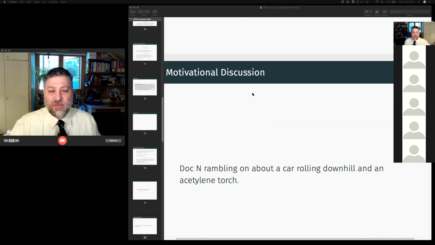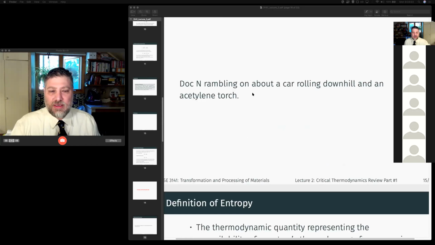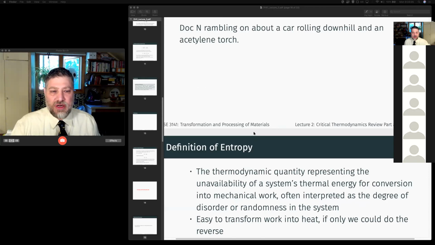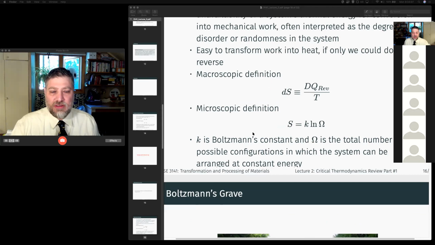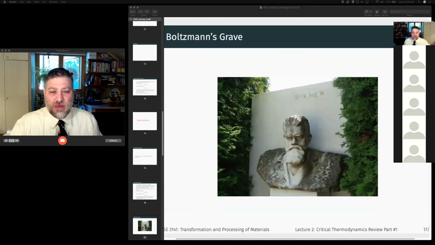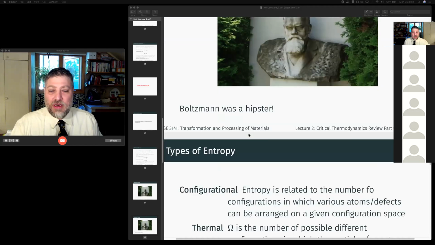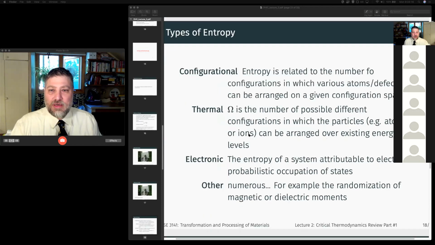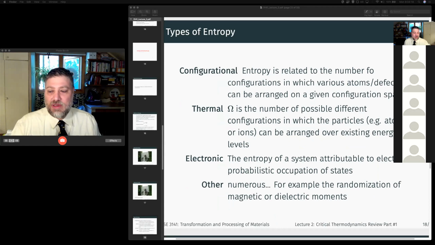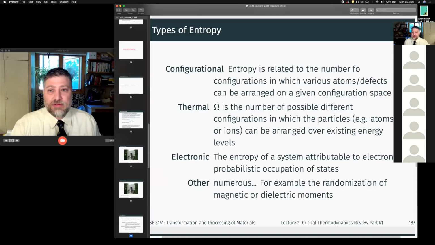Okay, so enthalpy in the second law. I gave my long rambling story about a car going downhill. We looked at the picture of sexy, sexy Boltzmann. And we come back to start with types of entropy.